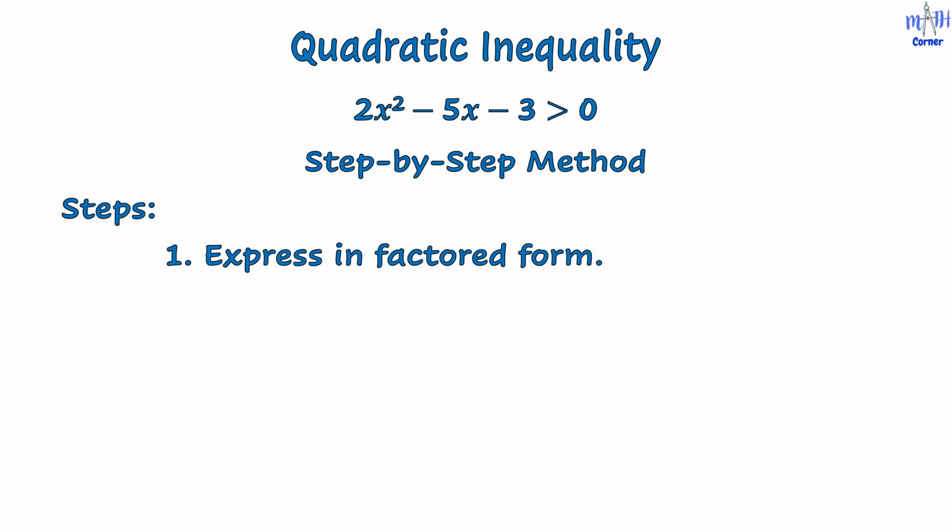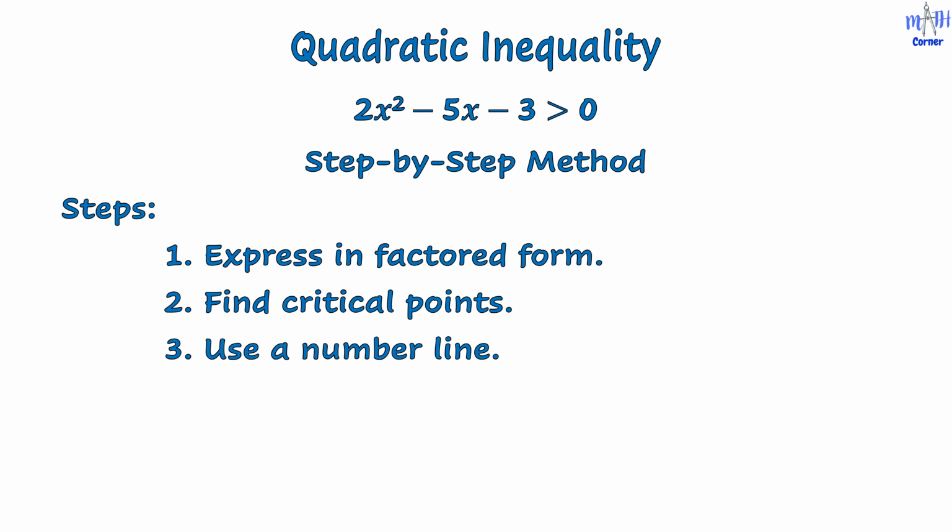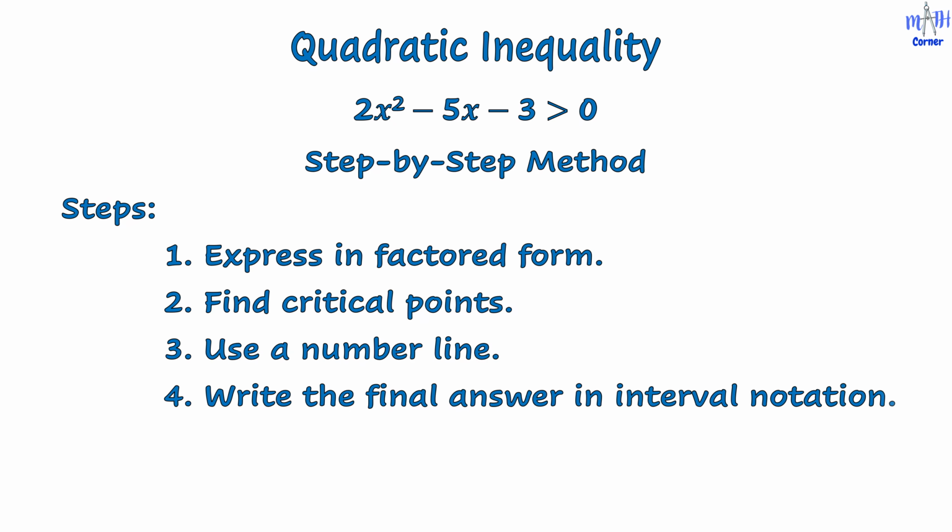1. Express the inequality in factored form. 2. Find the critical points. 3. Use a number line. 4. Write the final answer in interval notation. Let's begin. We are given 2x squared minus 5x minus 3 is greater than 0.